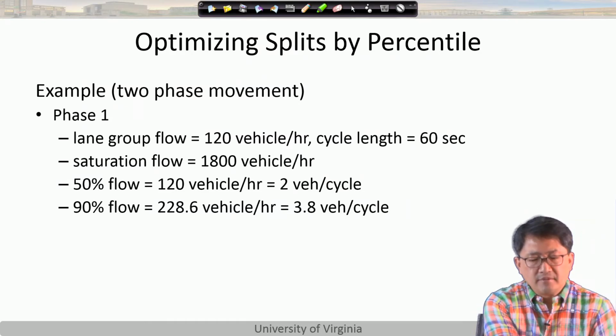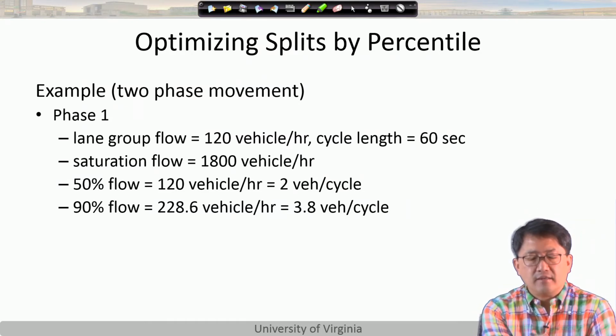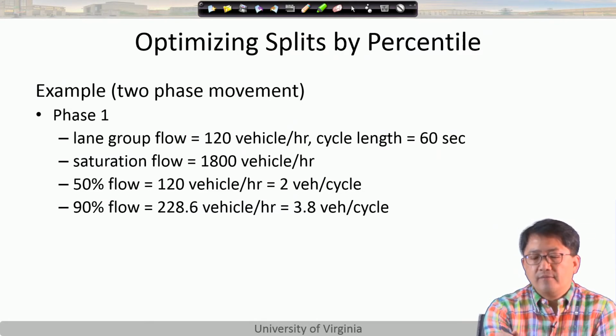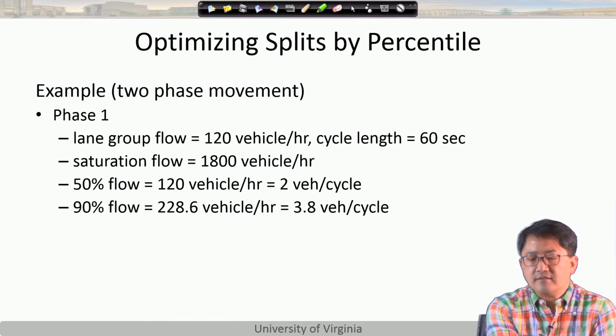You have the same example as the previous one. 120 seconds of vehicle cycle length. The 50th percentile was 2 vehicles. The 90th was 3.8 vehicles. So you would give either 4 seconds for HCM. Now this is almost double, 8 seconds for Synchro.